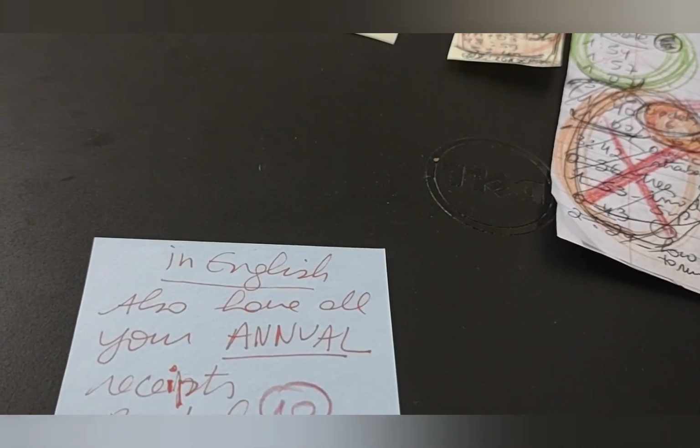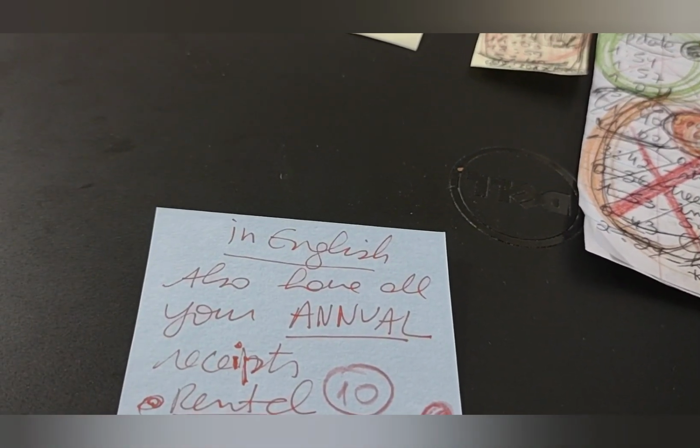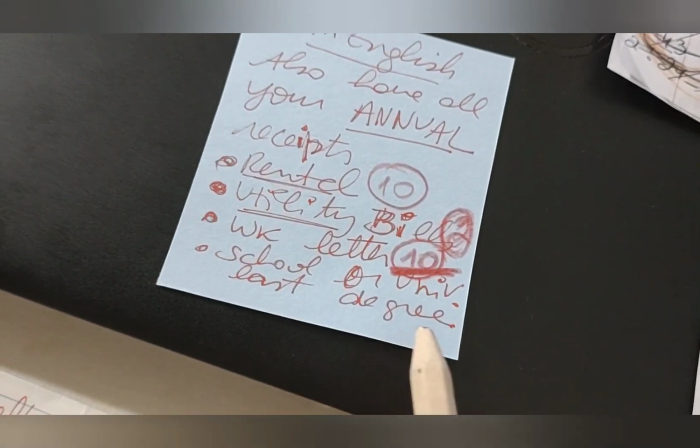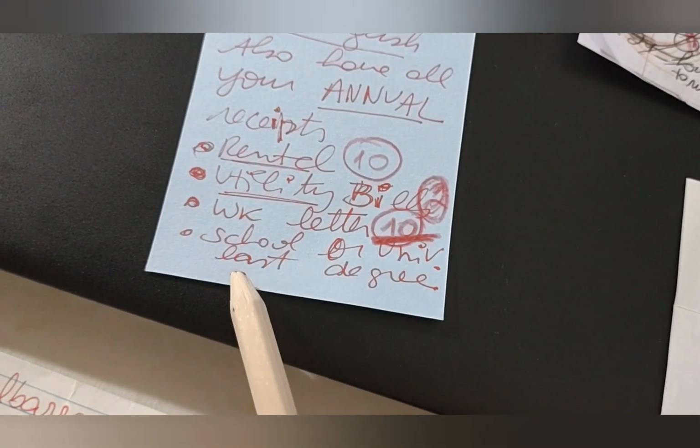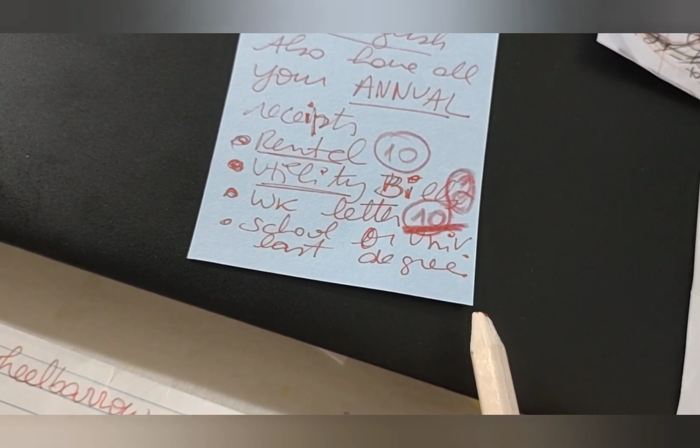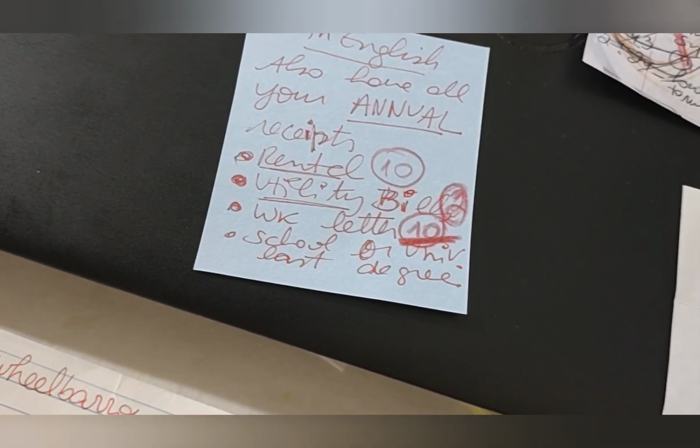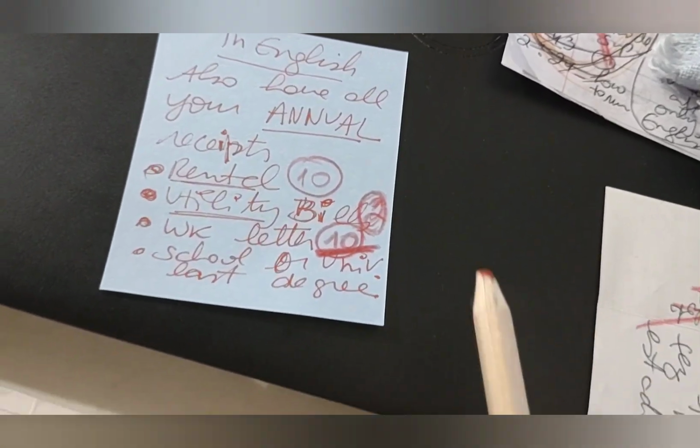Utility bills, 2 years. Work letter, since you started, but 10 years. Yes, last 10 years. So go to all the jobs you have now, all the jobs you had before, up to 10 years. Okay? And your school documentation, school or university, last degree. Just a letter, and if you have the transcript, oh well, we're going to get even more points for everything since first grade. Okay? So, since first grade.